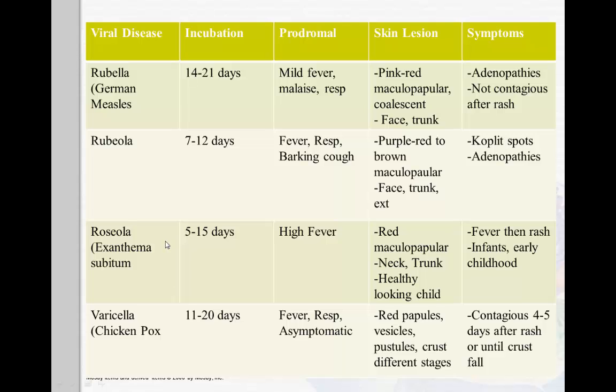Roseola, on the contrary, has a maculopapular rash, and it's also called exanthema subitum. That means a rash of fast onset. So the baby, normal and healthy looking, all of a sudden develops a high fever, and after the high fever, the rash comes out. And we already discussed varicella.